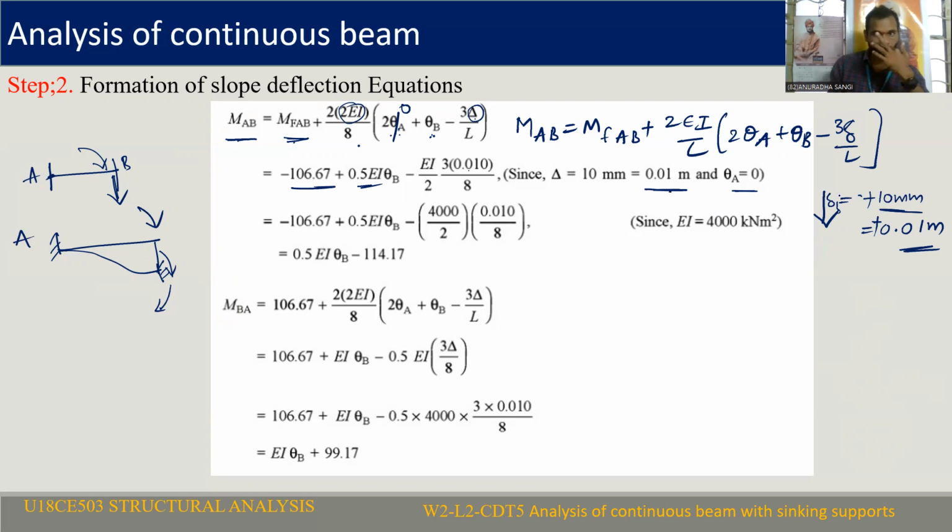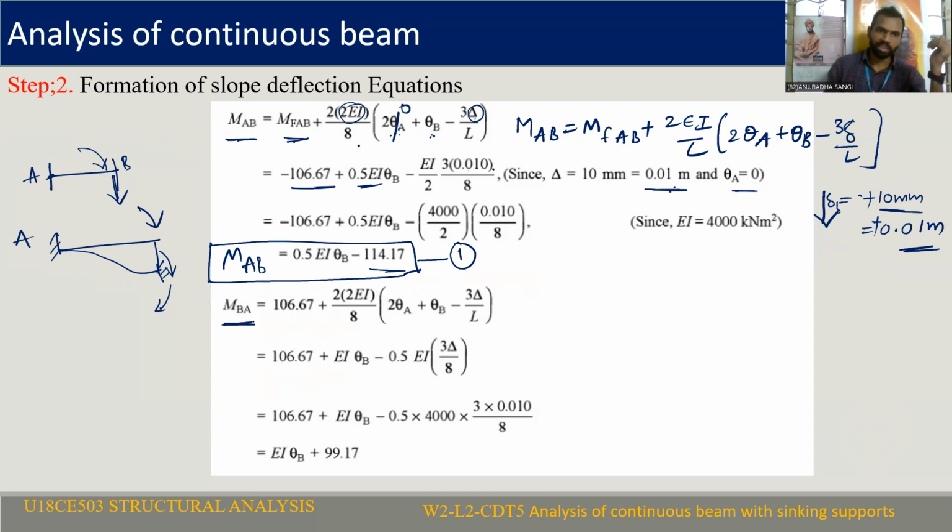So substitute delta equal to 0.01 meters. If you substitute all the values, you are going to get MAB equal to 0.5 EI theta B minus this value. This is equation number 1. Similarly, consider MBA.